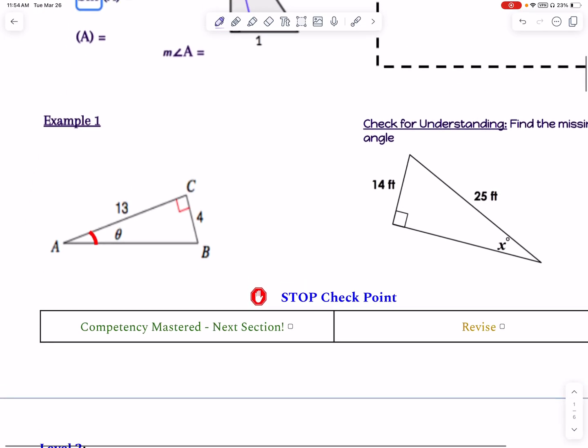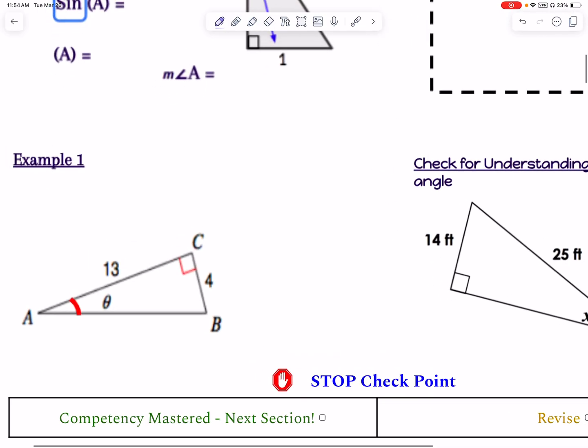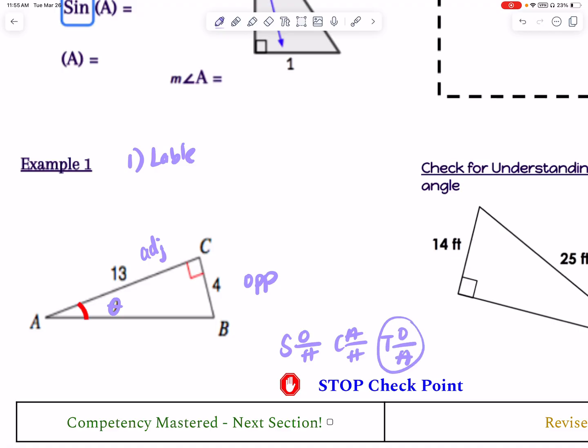Let's go to example 1. So to solve for an angle, we still label parts of the sides, but we have a key here, theta, that means find the angle. So from theta, that missing angle, 4 is the opposite, and 13 is the adjacent. If we write SOHCAHTOA, everyone should have memorized this by now, we have O and A, so we're going to use tan.